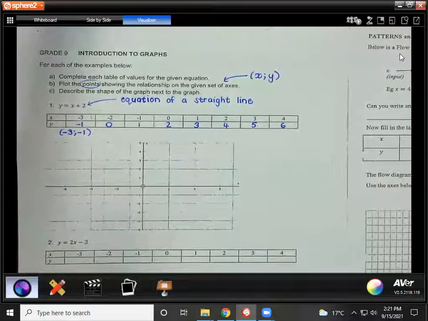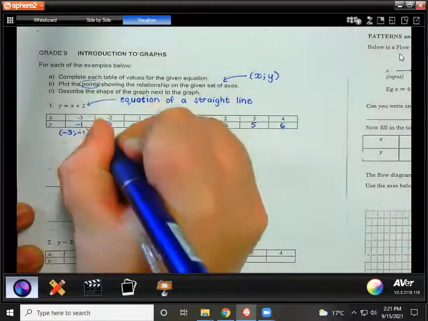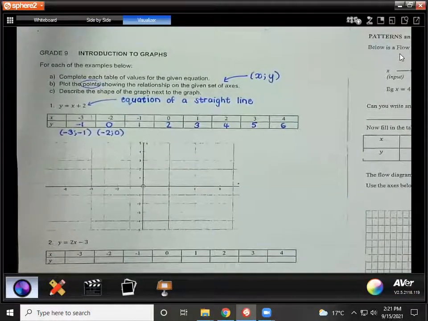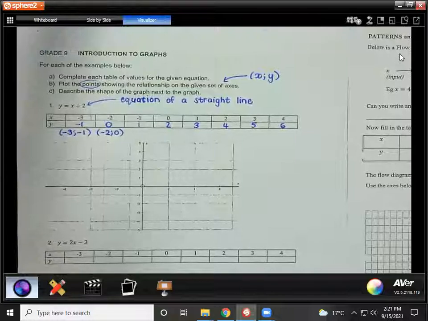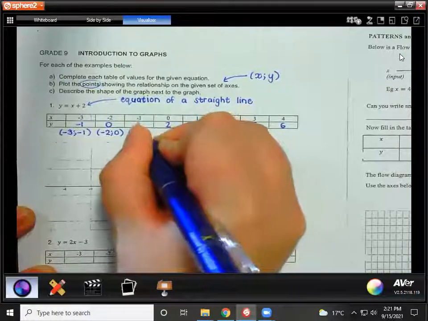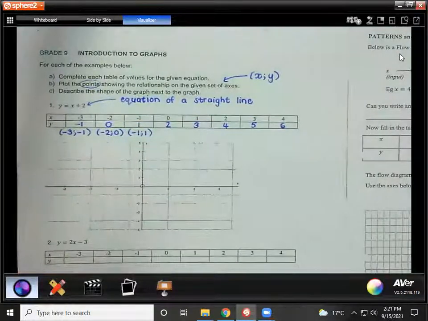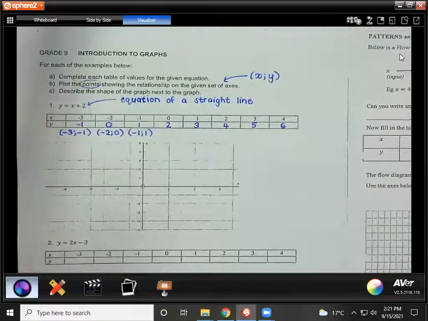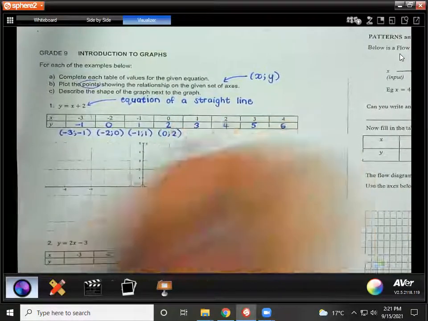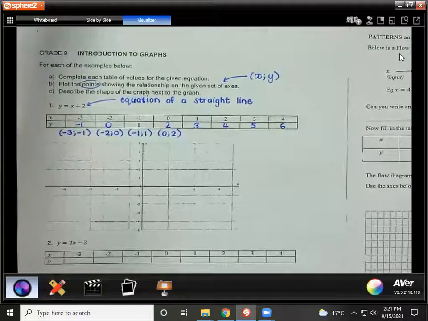Okay, for the next one, if your x value is -2, your y value has to be 0. That gives you another point where x is -2 and y is 0. If x is -1, y is +1. So -1 and +1 go together. They are a pair. Do we remember that we call points ordered pairs as well? All right, so those two values go together. If x is 0, y has to be 2. So 0 and 2 will go together. They will give us 1 point.